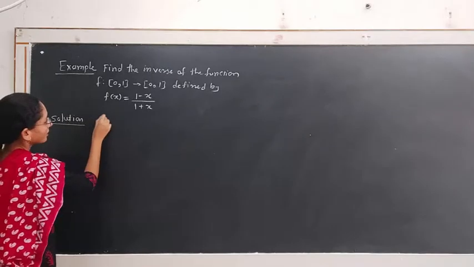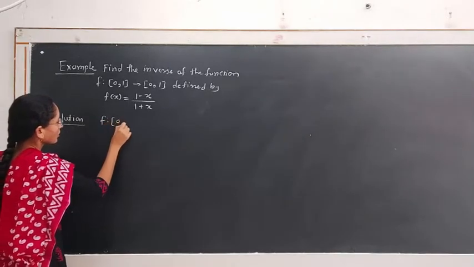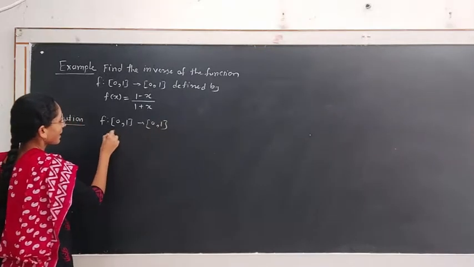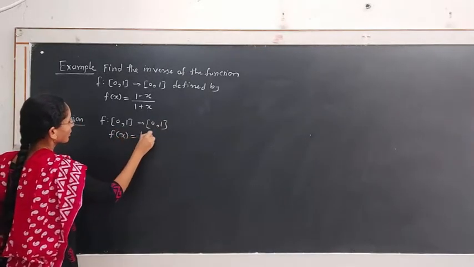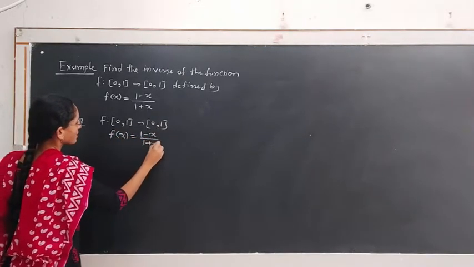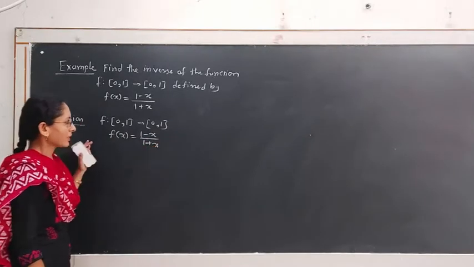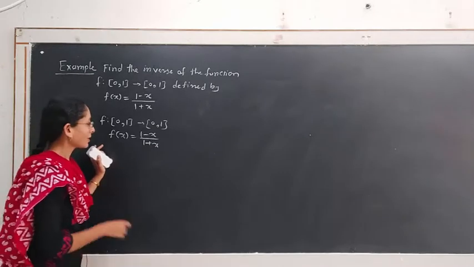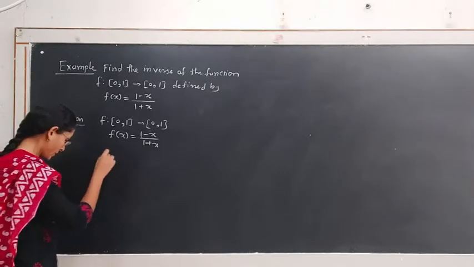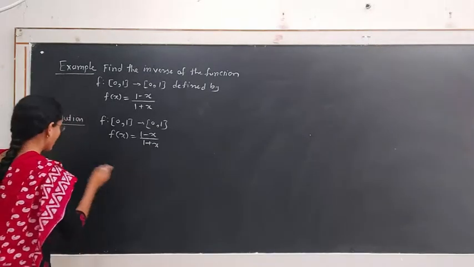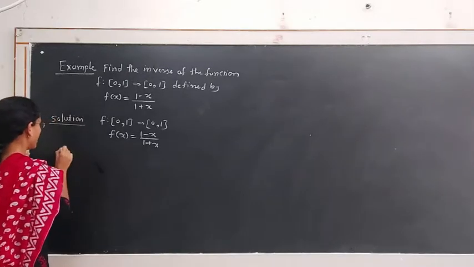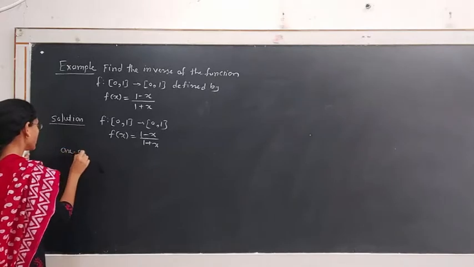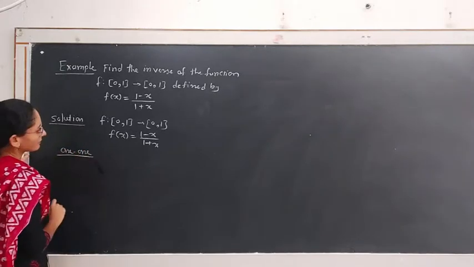It is given that f is a function from closed interval [0, 1] to closed interval [0, 1] defined by f of x is equal to (1 minus x) upon (1 plus x). First we check whether f is bijective. For that we check whether it is one-one and onto. We check the one-one function, whether f is one-one or not.